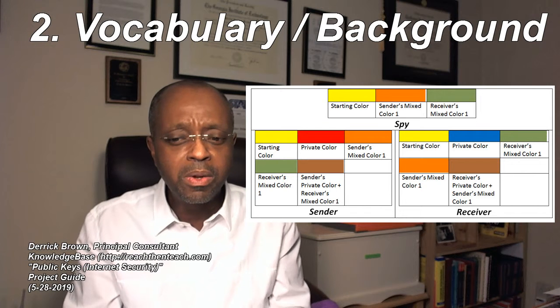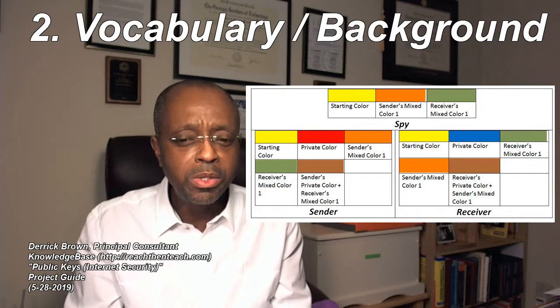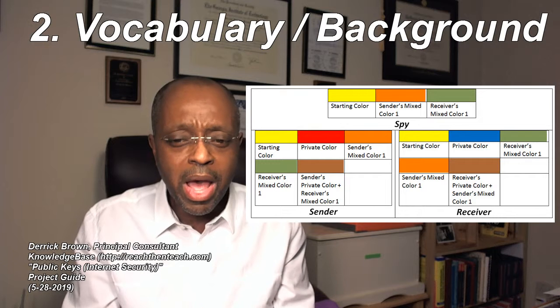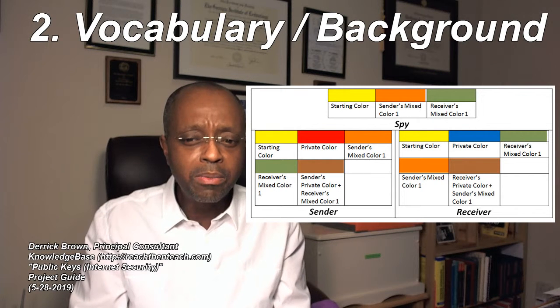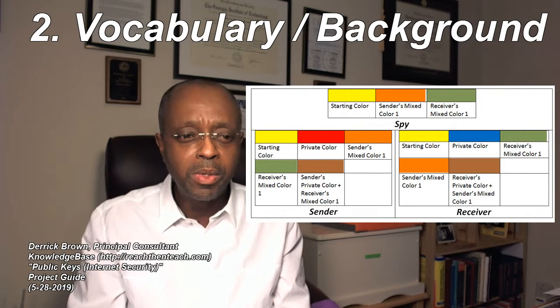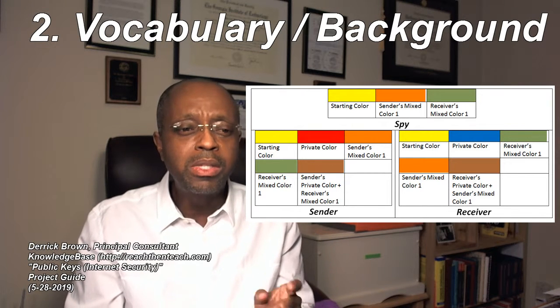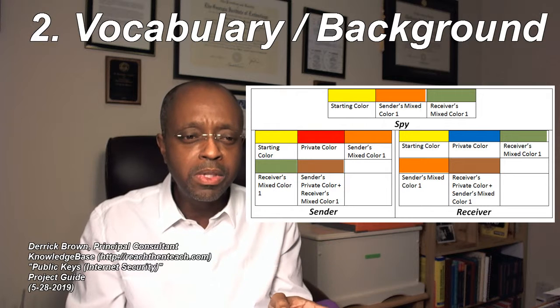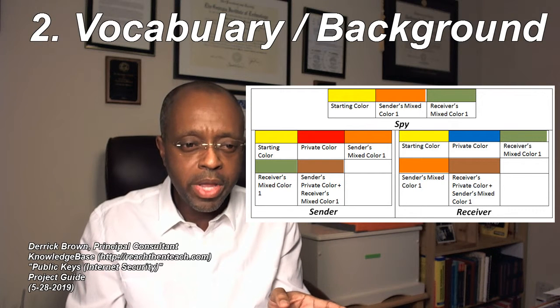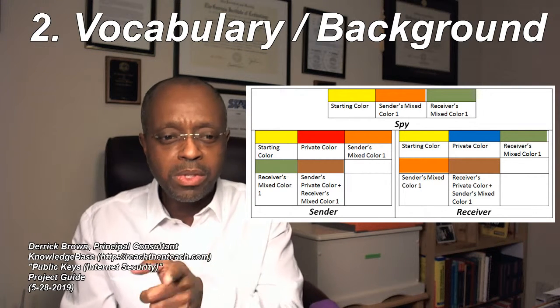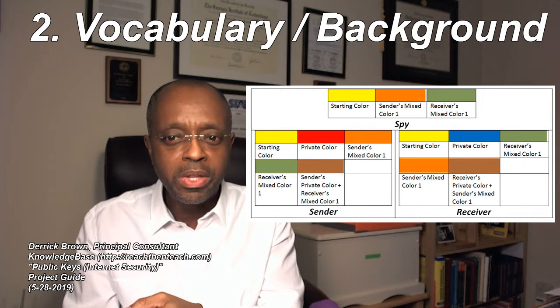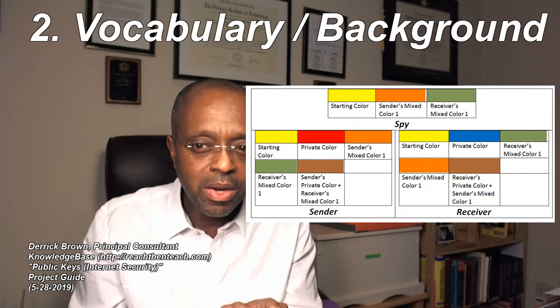The receiver in turn sends green to the sender, and the spy is going to intercept both of these colors. So the spy has information, but the spy does not know the secret colors for the sender, which is red, and for the receiver, which is green. Now here's the heart of the trick.